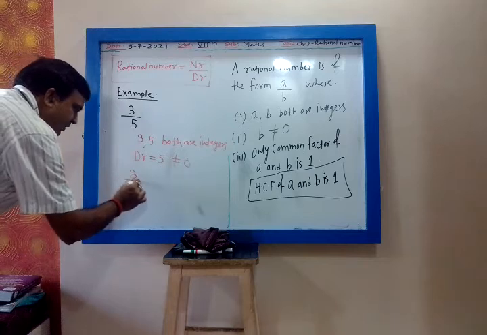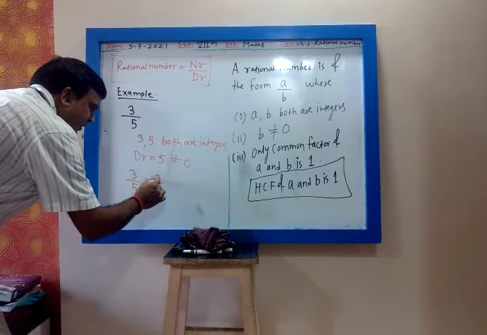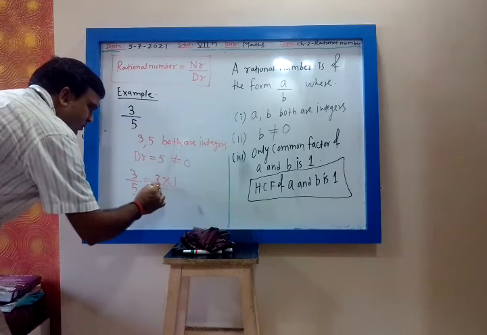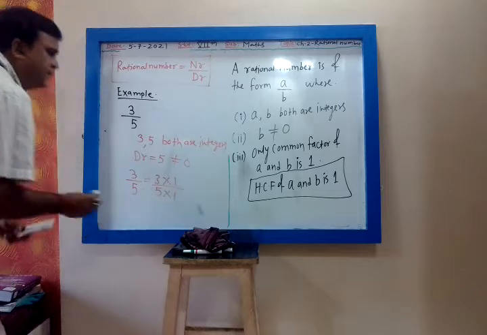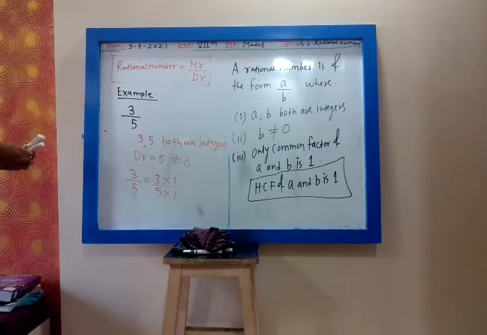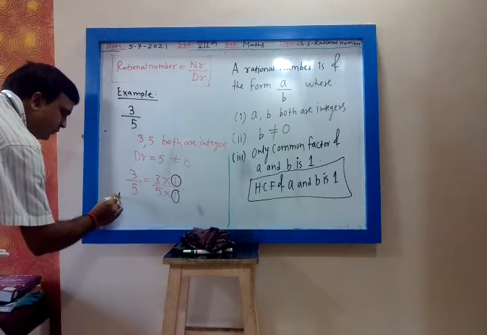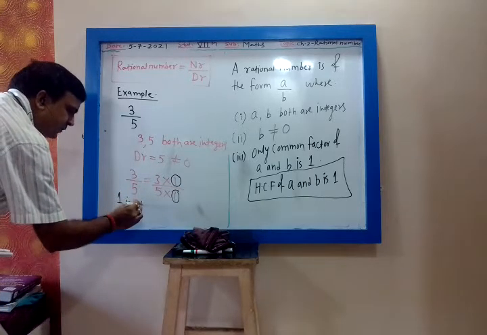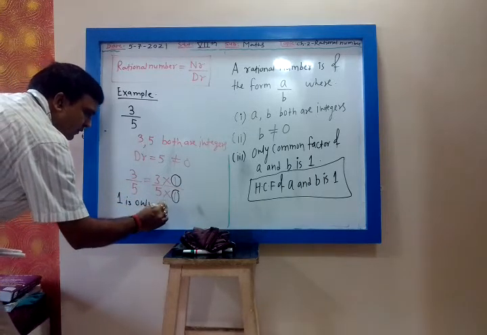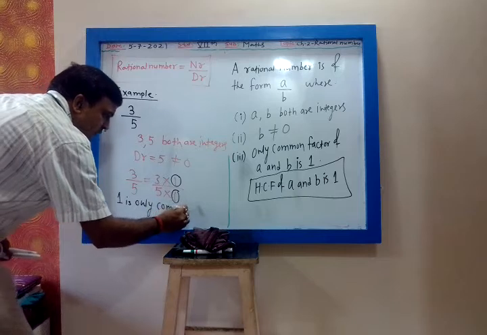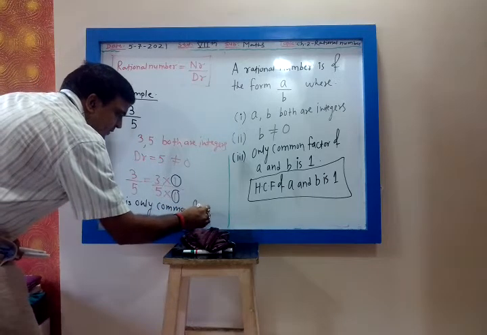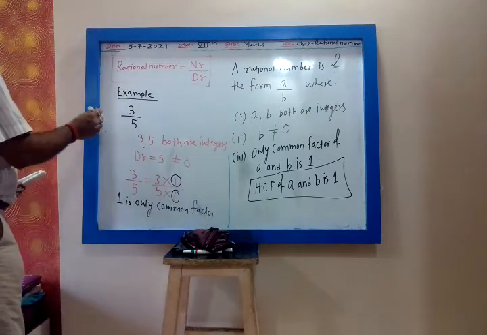3 upon 5, I can write as 3 into 1 upon 5 into 1. So what is the common factor between 3 and 5? 1 is the common factor. So 1 is the only common factor. So whenever all three conditions are satisfied, then it is a rational number.